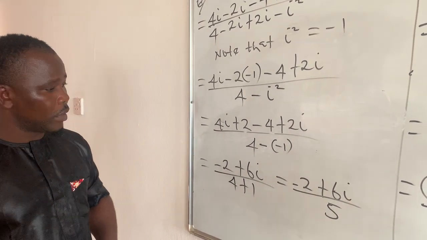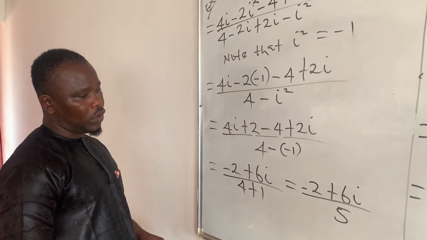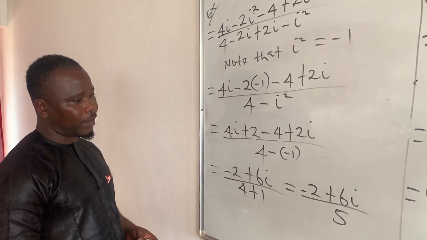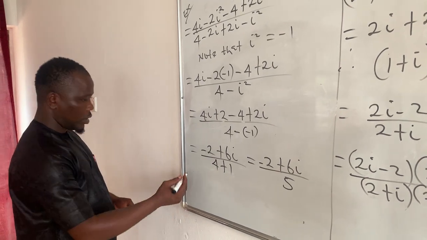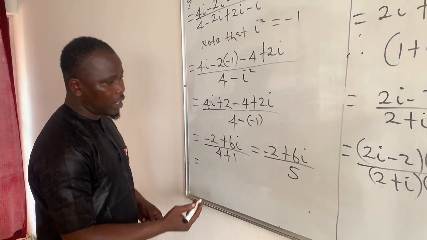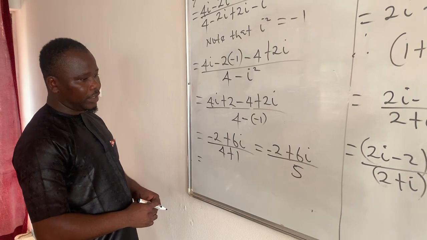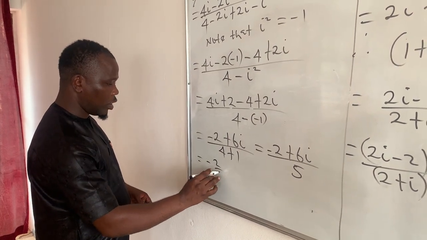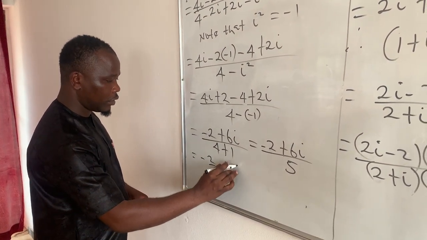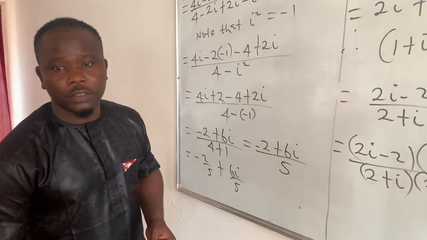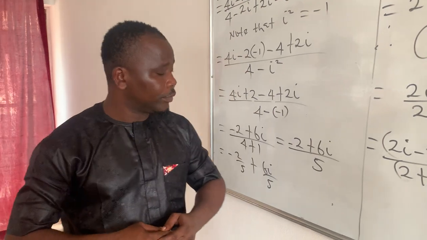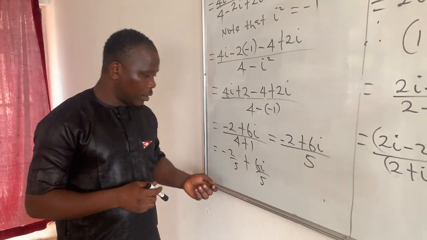Is that clear? Okay. So if you agree with me, one can stop here, but mathematically we can also transform this answer this way: minus 2 all over 5 plus 6i all over 5. Any question? No question? Okay. Thank you.